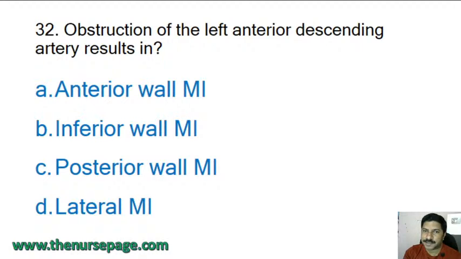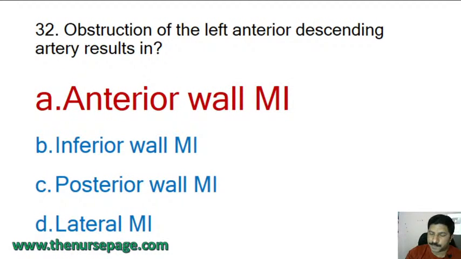Anterior wall MI. The left anterior descending artery mainly supplies the anterior wall of the heart and the septal part of the heart. Then it descends down. That is the area of supply of the left anterior descending artery. So any obstruction of the left anterior descending artery will lead to anterior wall MI.